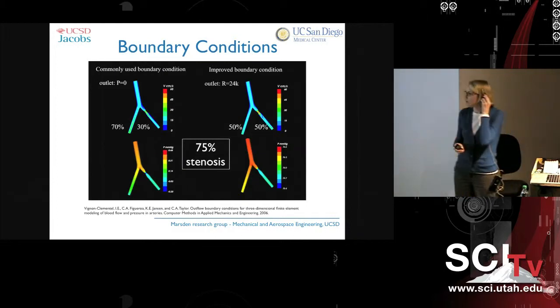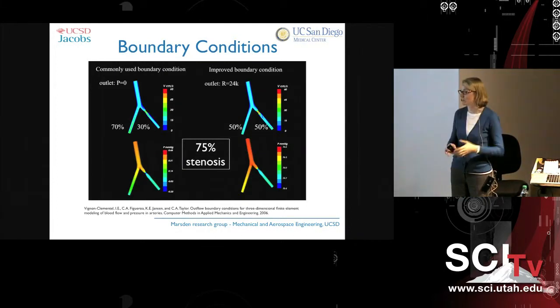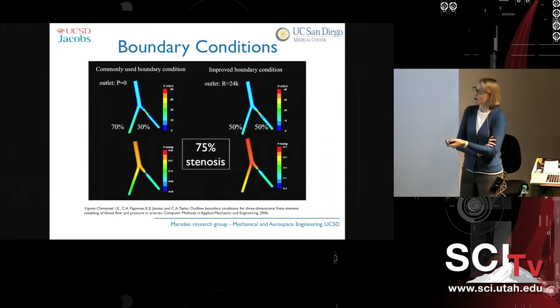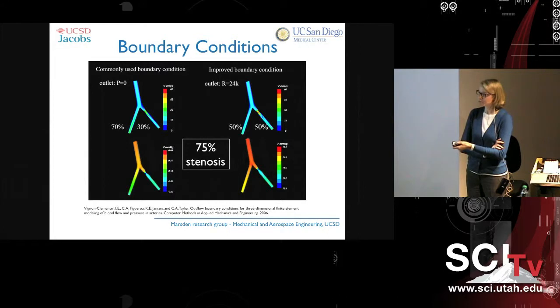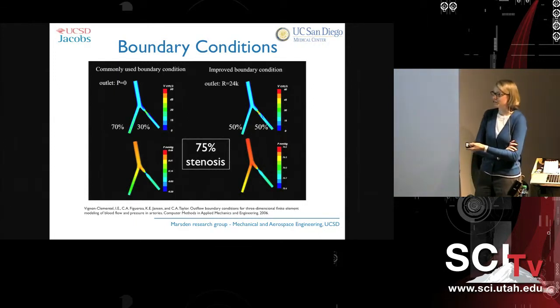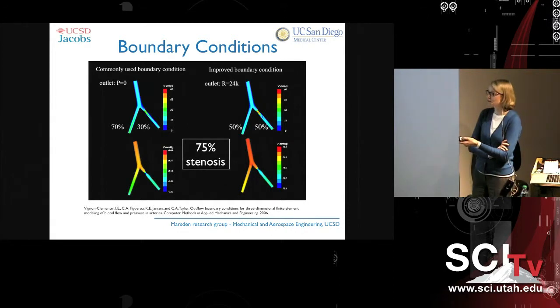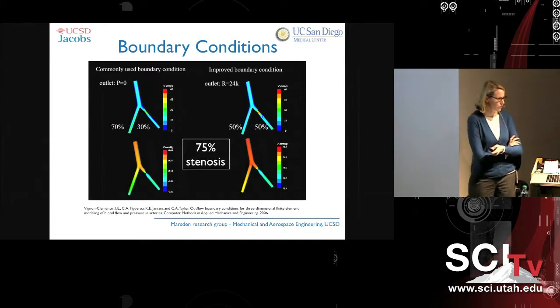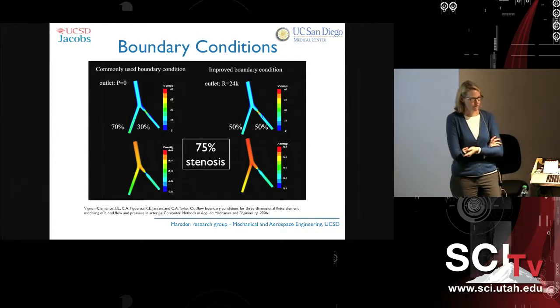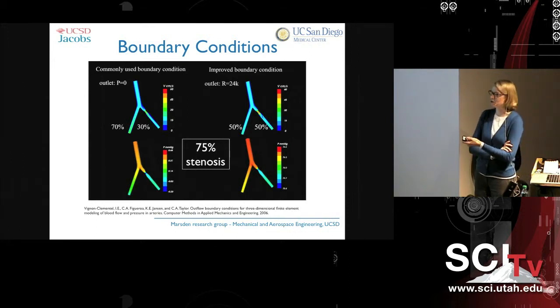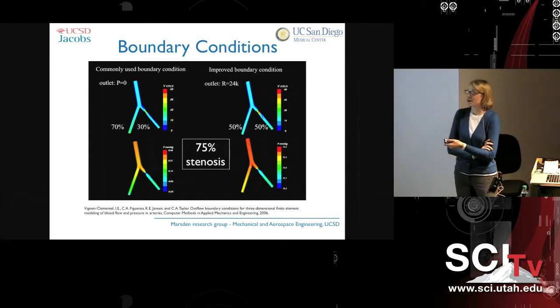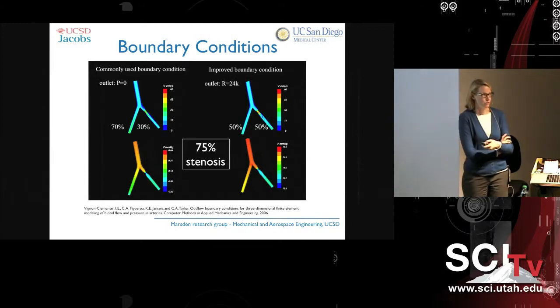And as an example of the influence of boundary conditions on the flow, this is a comparison on a simple model of a bifurcation with a stenosis or narrowing in one branch. This is a 75% area reduction stenosis. So what happens if you use zero pressure outlet boundary conditions, which I still see a lot of papers coming my way that use these type of boundary conditions? I would argue that these kind of boundary conditions are wrong any time you have multiple outlets in your model.